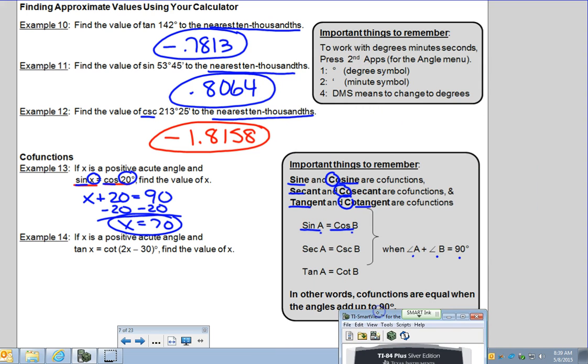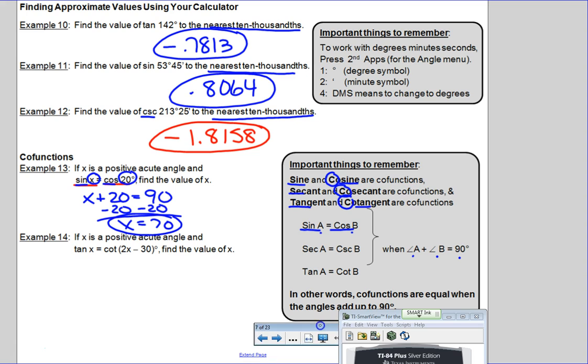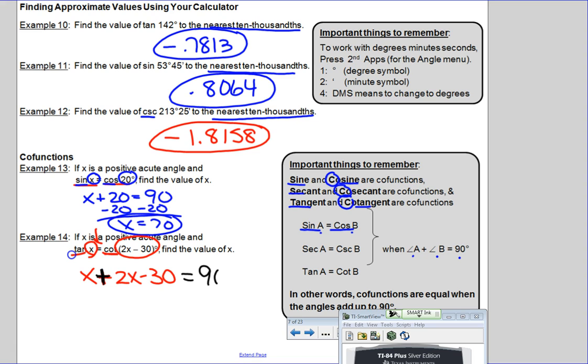Okay, so for the last problem, one more of these types. I have if x is a positive acute angle and tangent x equals cotangent of 2x minus 30, find the value of x. So if I have tangent and I have the co-buddy, the cotangent, I'm talking about cofunctions, I know that they're going to be equal when this angle and this angle add up to 90. So I just set up that statement. I know that x angle and the 2x minus 30 angle together have to add up. In fact, let me use a different color. They need to add up to equal 90.